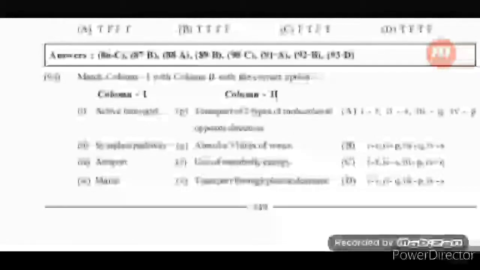So now in question number 94, here they have given two columns and they have given the options also. Now you have to say which one is the correct option, and also you have to see both column 1 and 2. Now if we see column 1, the first one is active transport, second one is simplest pathway, third one is antipode, fourth one is maze. These are the options they have given in column 1.